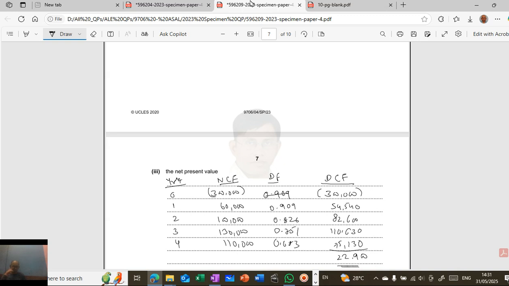Remember always, for NPV we have to take discounted cash flow. For IRR we have to take discounted cash flow, but for the payback period we have to take cash flow, and for ARR we have to take profit.